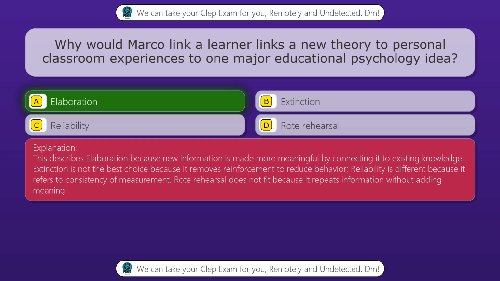This describes elaboration because new information is made more meaningful by connecting it to existing knowledge. Extinction is not the best choice because it removes reinforcement to reduce behavior. Reliability is different because it refers to consistency of measurement. Rote rehearsal does not fit because it repeats information without adding meaning.